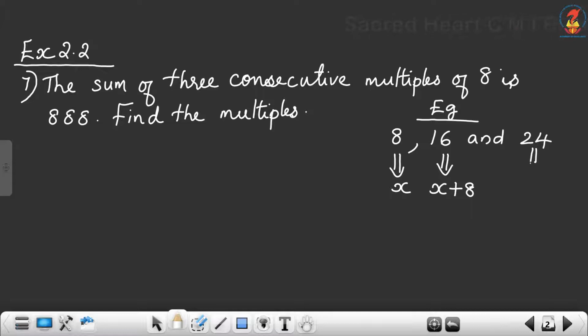Now again, what about the third multiple? You have to write the third multiple in terms of the second multiple. Second multiple is 16, third multiple is 24. Therefore, the third multiple is 8 more than 16. So we can write the second multiple plus 8. The second multiple is x plus 8, plus 8, which is equal to x plus 16. So we can take the three consecutive multiples of 8 as x, x plus 8 and x plus 16.